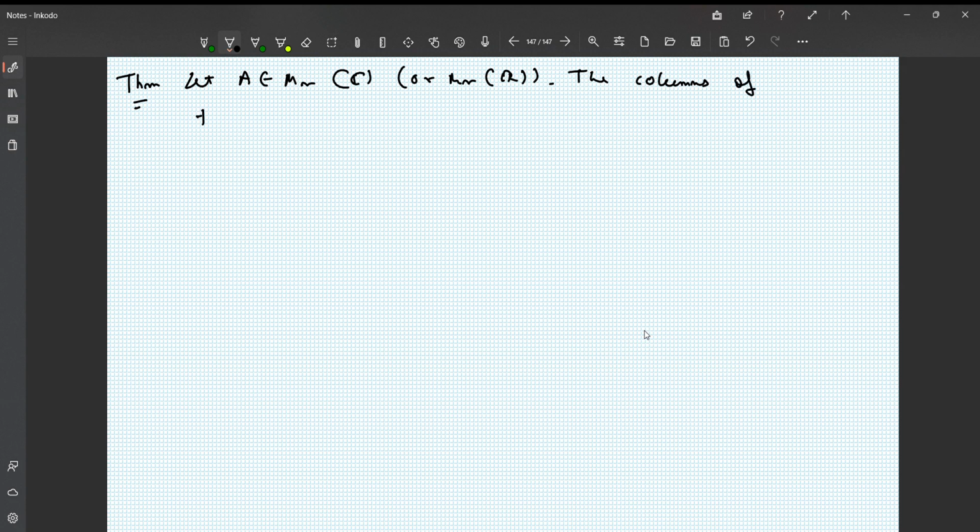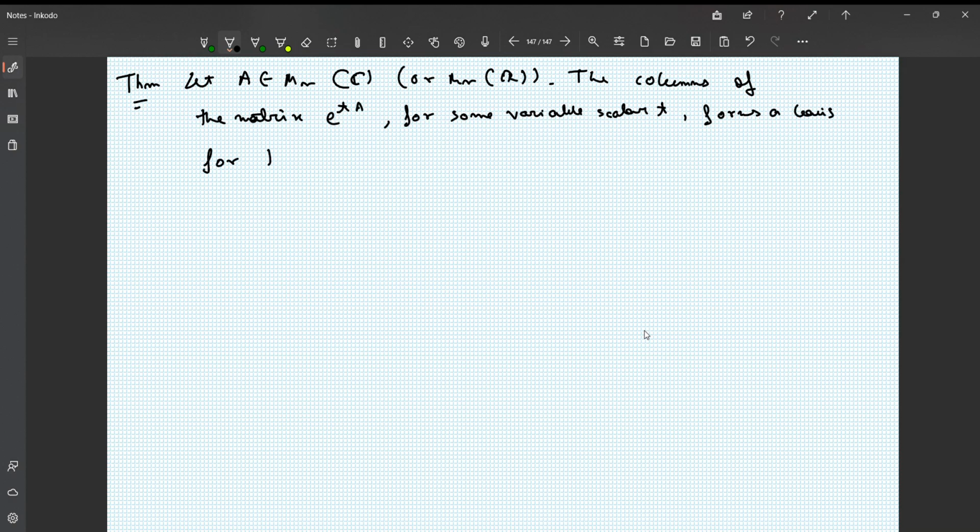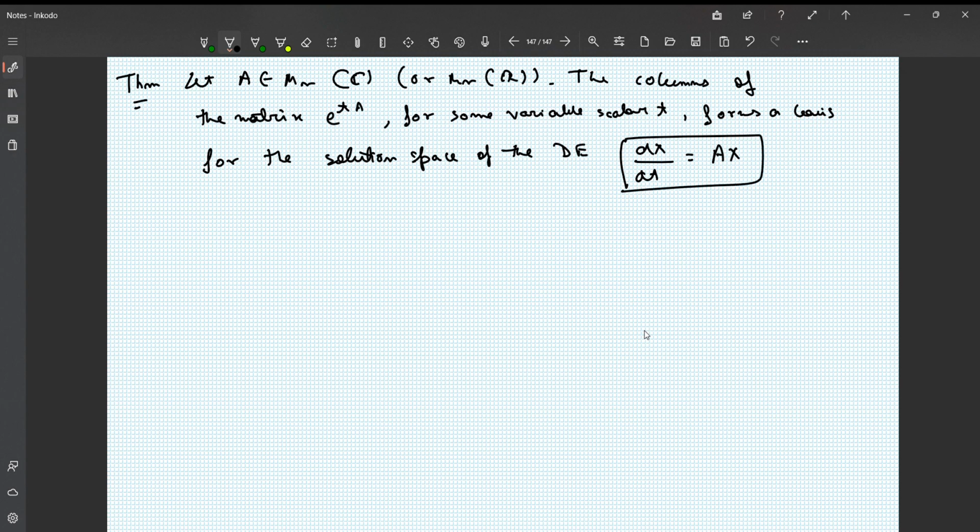The columns of the matrix e to the power ta, for some scalar a and a variable scalar t, form a basis for the solution space of the differential equation dx by dt equals ax. Clear? Okay.